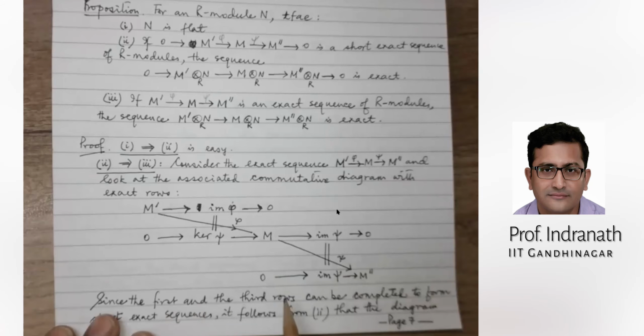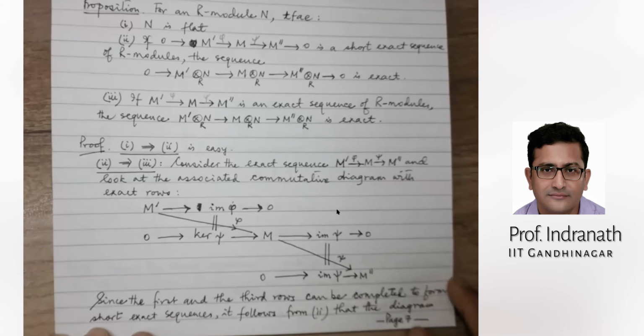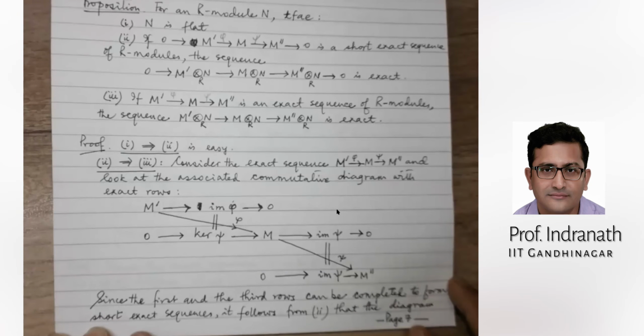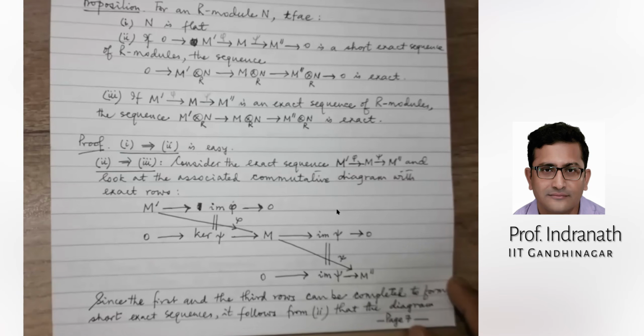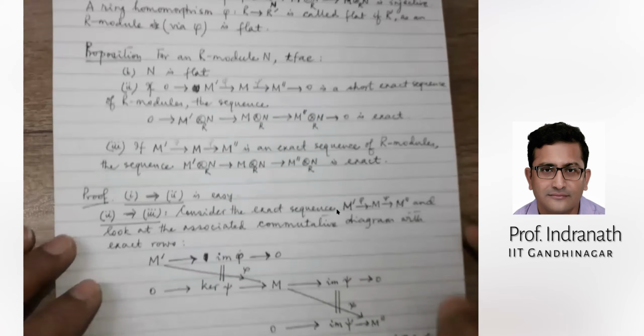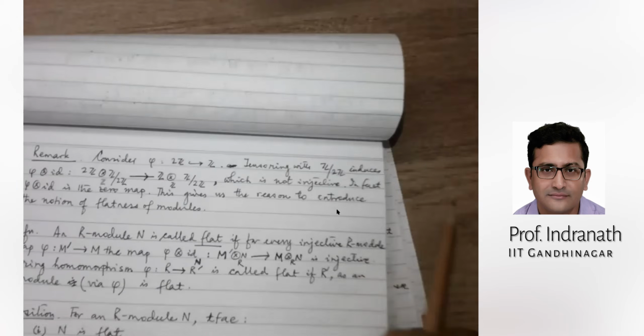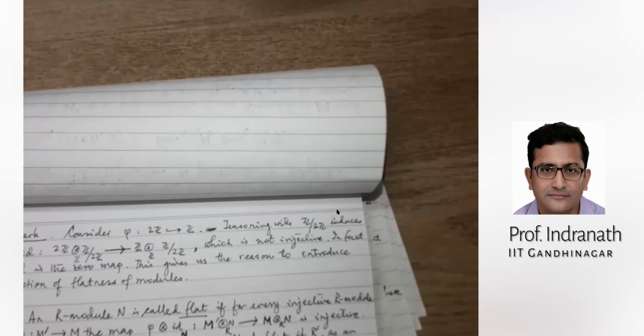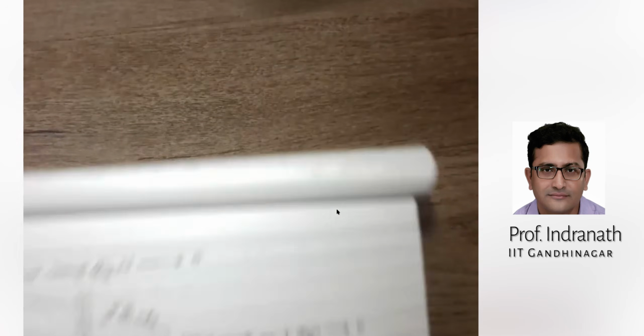Since the first and the third rows can be completed to form short exact sequences. What does that mean? And how do you do that? So adding the kernel of psi and later the image of phi like that. Standard one, right? So it basically looks like this.